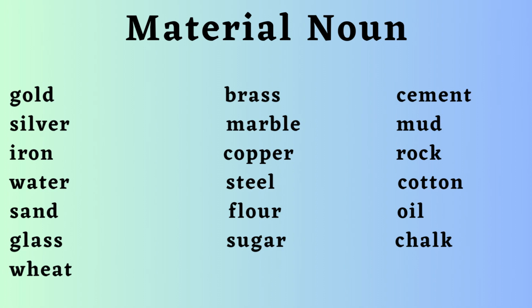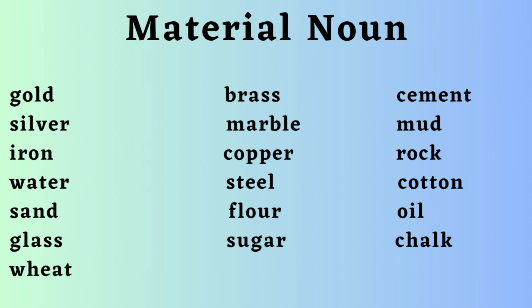Glass is a transparent or translucent material made by heating and cooling sand. It is used for making windows, bottles, and various decorative items. Next comes steel. Steel is a strong alloy made primarily from iron and carbon. It is widely used in construction, manufacturing, and the production of various tools and equipment.